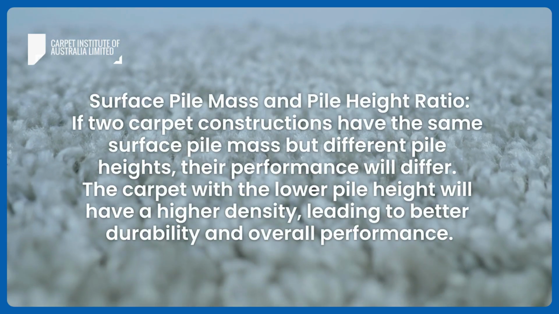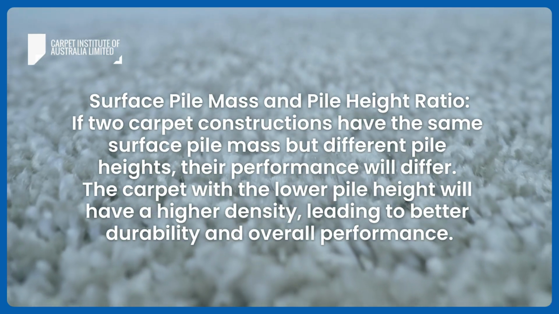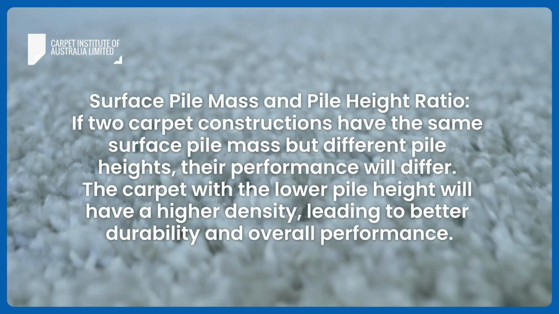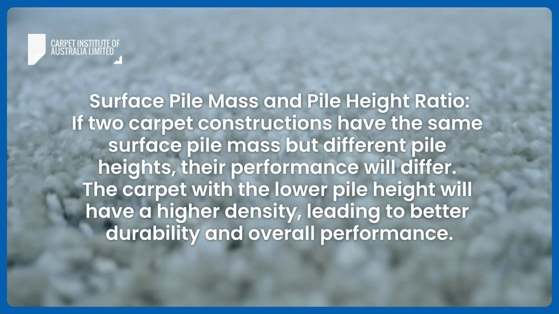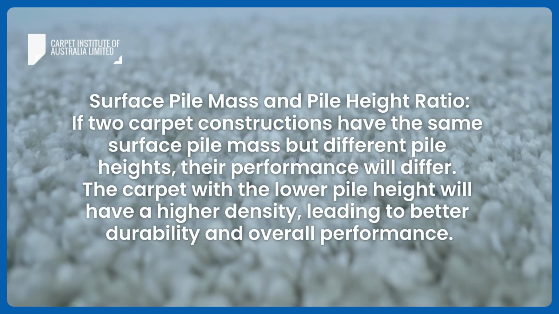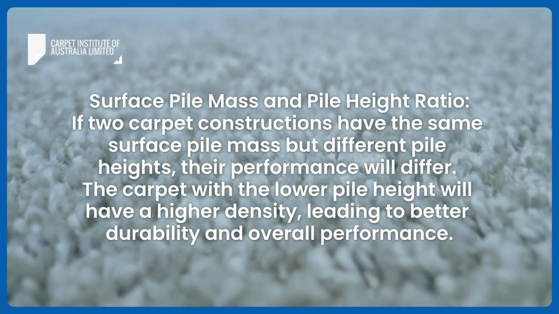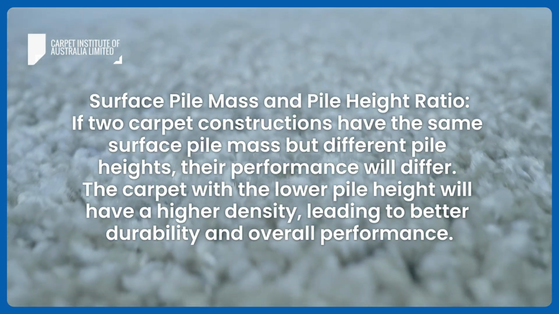Two similar constructions of different pile height, but having identical surface pile mass, will perform differently. The one having the lower pile height will have a higher density and a correspondingly better performance. This relationship is assessed against a pile height standard of 10 mm for residential gradings and 5.5 mm for contract gradings.